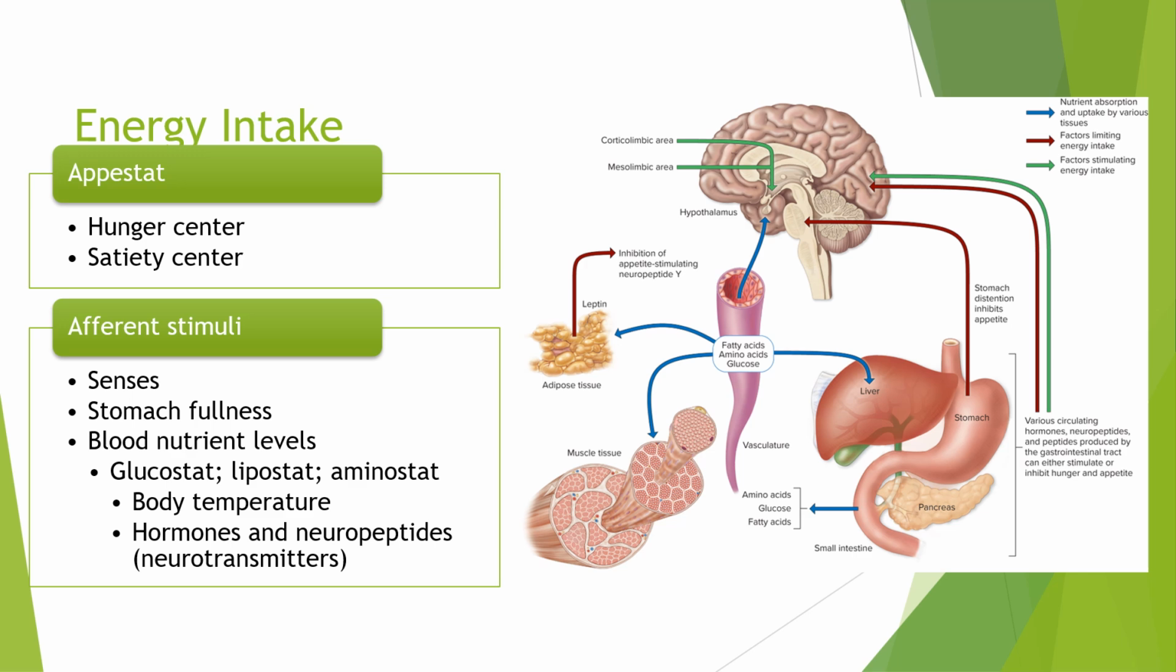The stomach's fullness: you have stretch receptors in the stomach that signal the brain about the degree of fullness. And the blood nutrient levels. This is looking at glucostat, which monitors glucose levels, lipostat, which monitors fatty acid levels, and aminostat, which monitors amino acid levels. And body temperature. These are variations in body temperature that can affect our energy intake. Various hormones and neurotransmitters play roles in hunger and satiety regulation, such as ghrelin, which is a hunger hormone, and leptin, which is a satiety hormone.